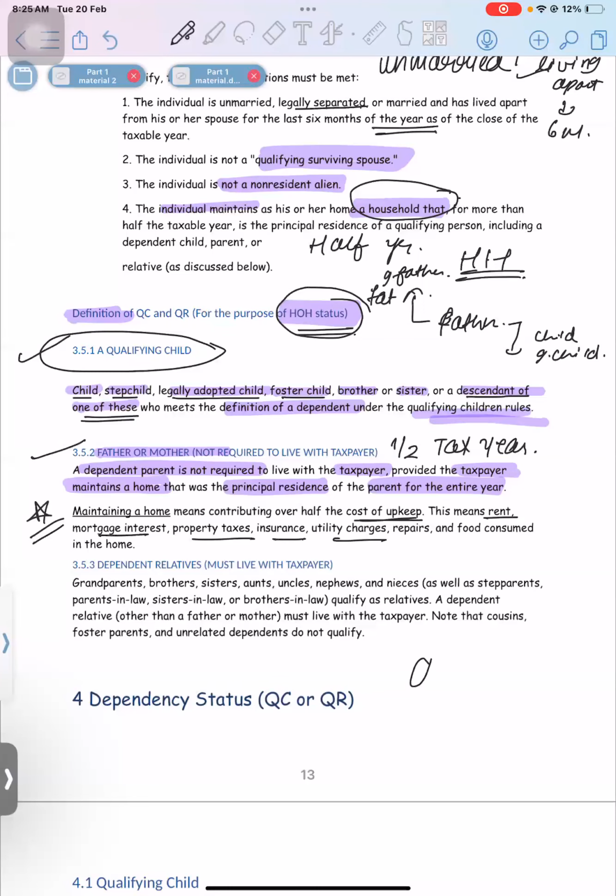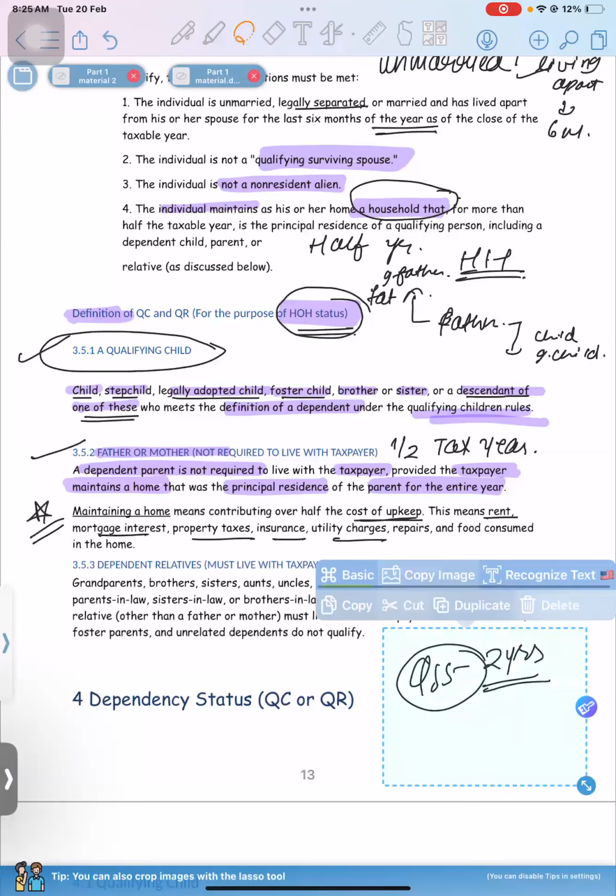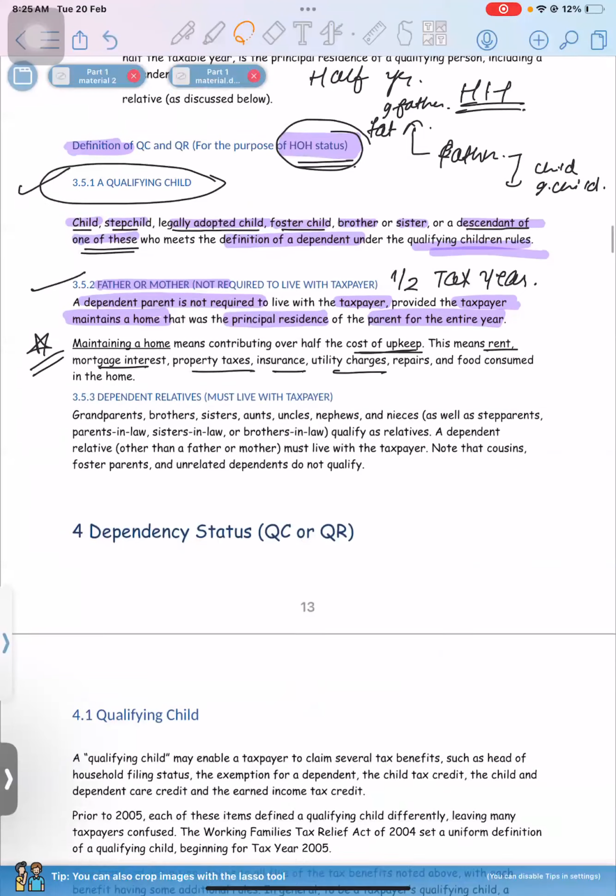If you select QSS, you can't select HOH. QSS should be used for 2 years. Use it for 2 years if you're eligible, right? Don't go for HOH because in QSS you have the highest benefit. Okay. Next one is dependent relative.